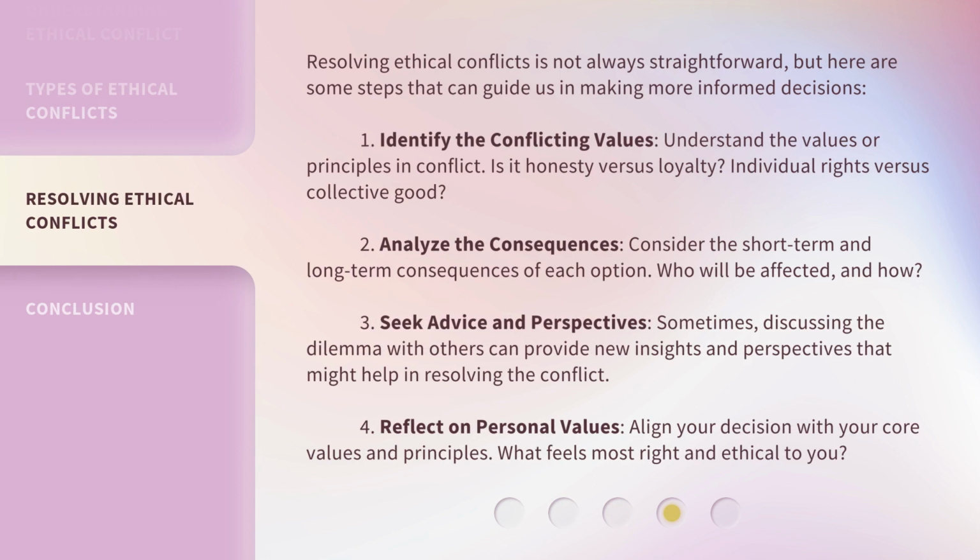Resolving ethical conflicts is not always straightforward, but here are some steps that can guide us in making more informed decisions. 1. Identify the conflicting values. Understand the values or principles in conflict. Is it honesty versus loyalty? Individual rights versus collective good? 2. Analyze the consequences. Consider the short-term and long-term consequences of each option. Who will be affected, and how?